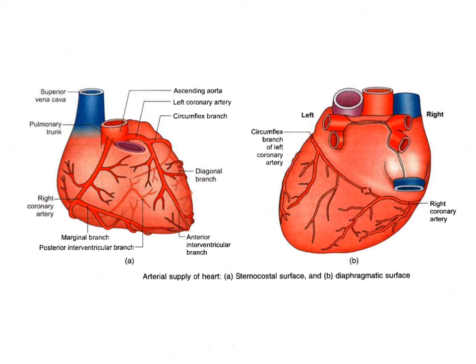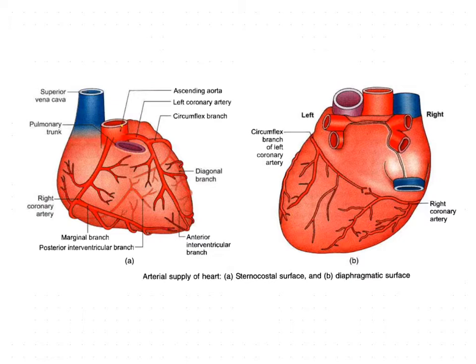Dear students, welcome back. In the previous session, we have finished the valves of the heart. Now, we are going to see the arteries supplying the heart. The heart is supplied by two coronary arteries which are arising from the ascending aorta. Both arteries run in the coronary sulcus.